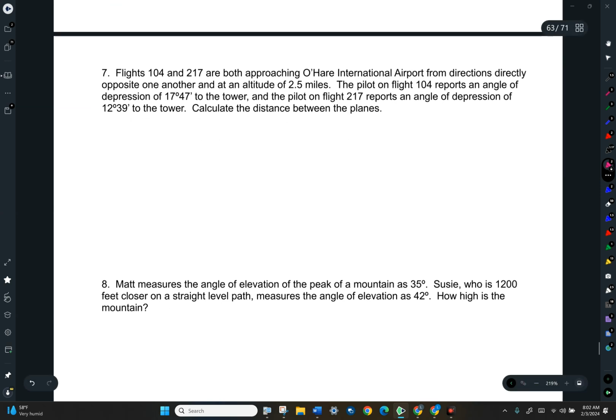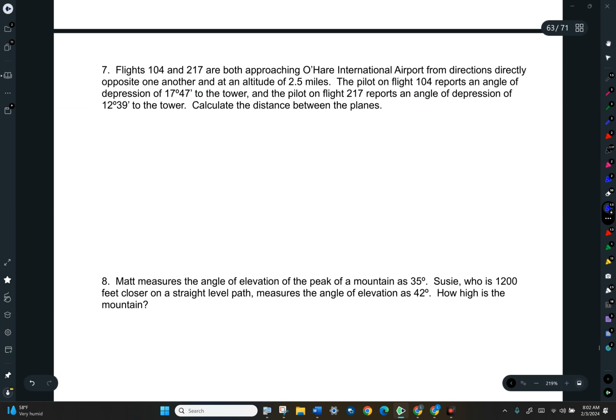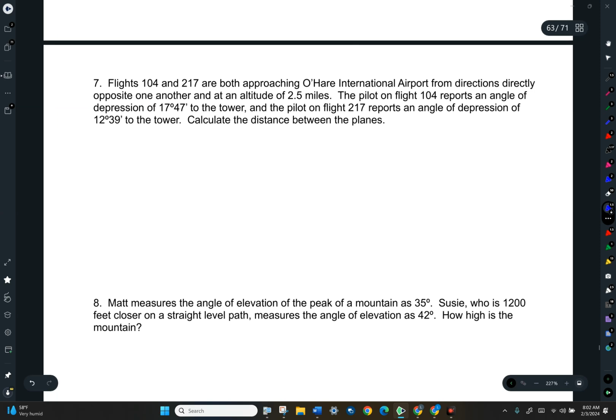Look at number 7. It says flights 104 and 217 are both approaching O'Hare International Airport from directions directly opposite one another. So let's think about this. Here's the ground, and here's O'Hare. There's a plane coming in from this direction, and there's a plane coming in from this direction. So they're both flying towards O'Hare.